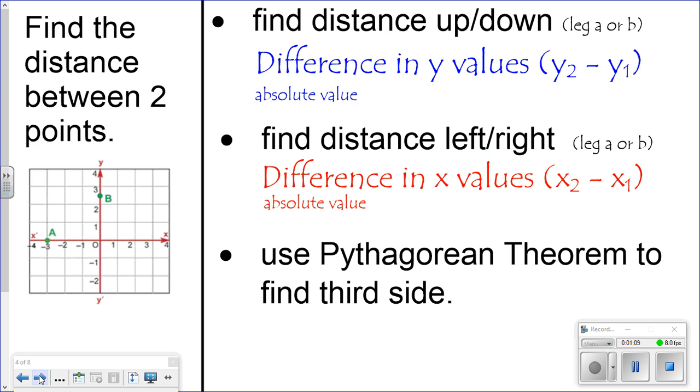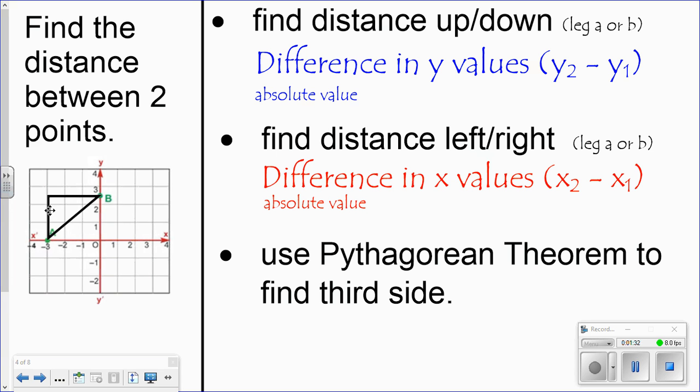So to find the distance between the 2 points, we first have to make the triangle, and in this one we find the distance up and down. So that's our y. So we find our leg A or B, doesn't matter. So we can take the y values from the ordered pair and subtract them. Make sure you use the absolute value because remember, distance can never be negative.